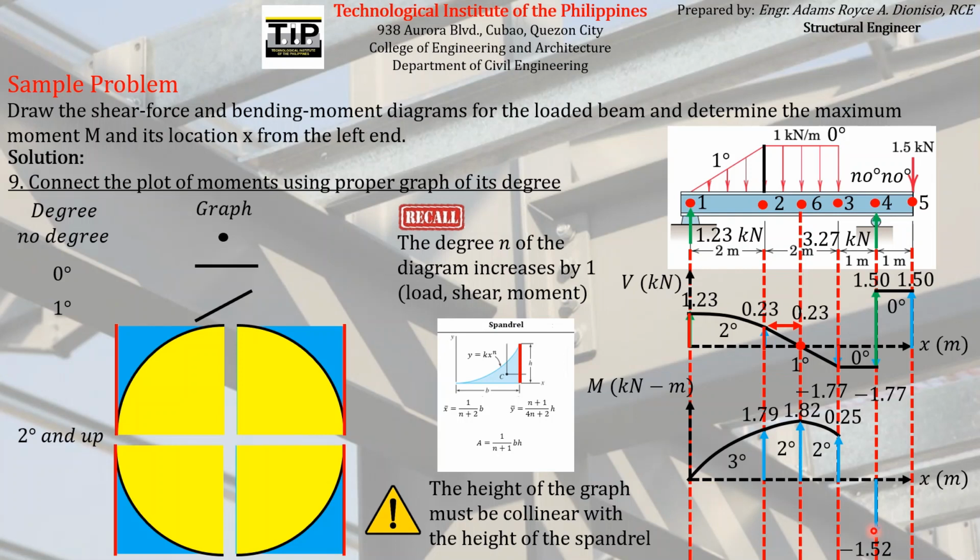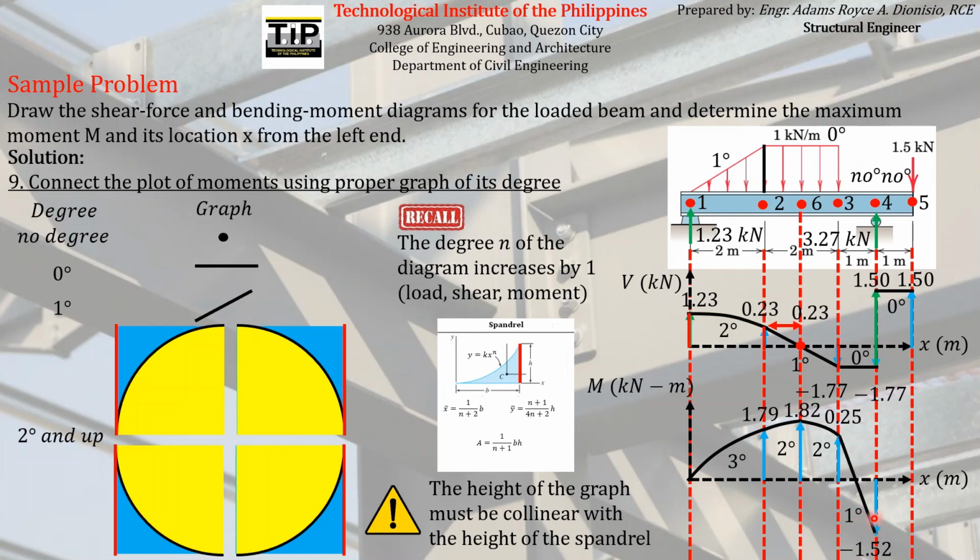Next, let's connect this point and this point. The degree of the curve above it on the shear force diagram is 0. Therefore, the graph must have a degree 1. And degree 1 is just a diagonal line. So we will just connect them using a straight line.